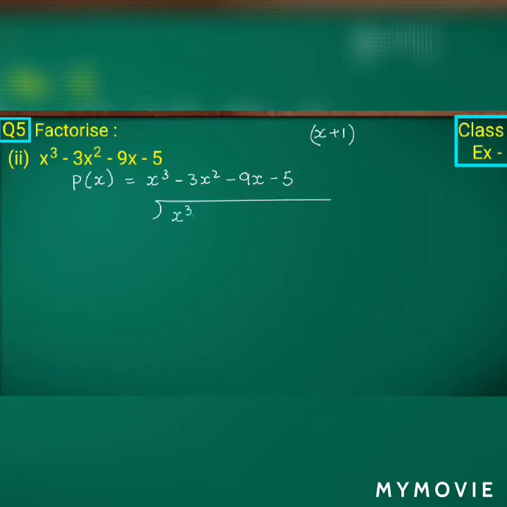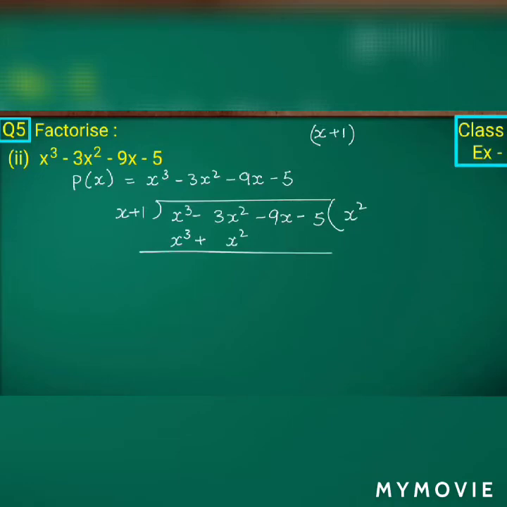So here x cube minus 3x square minus 9x minus 5 is the dividend and x plus 1 is the divisor, isn't it? The first thing is we have to cancel the term x cube. So what do I have to multiply to get x cube? Obviously x square into x gives x cube, and x square should be multiplied to the next term also, that is plus 1.